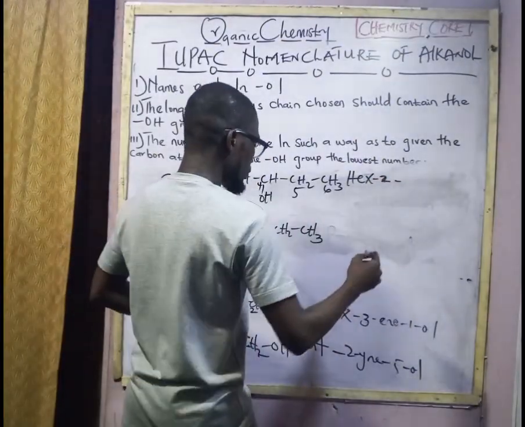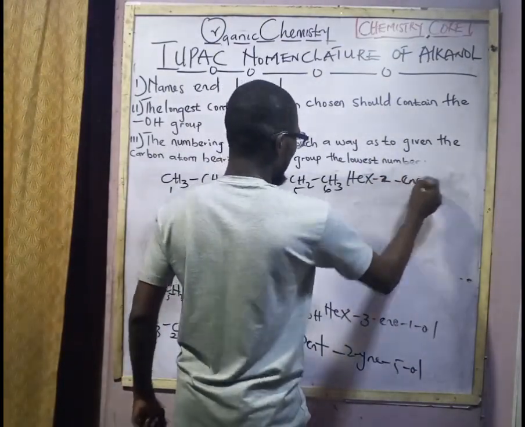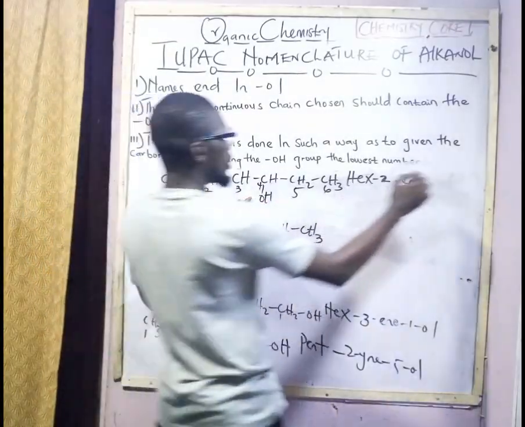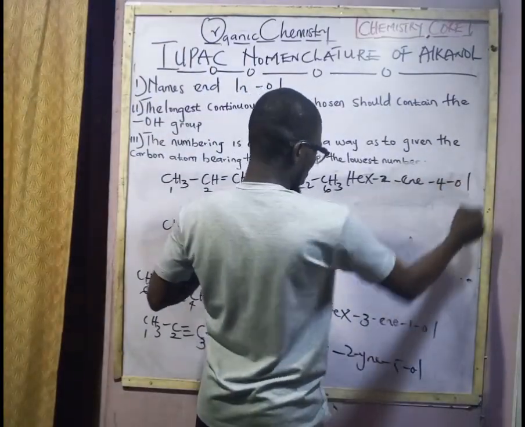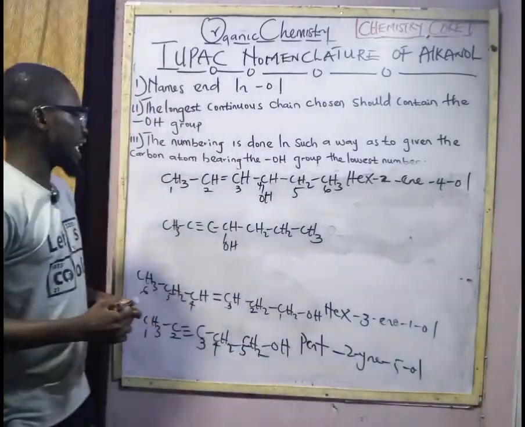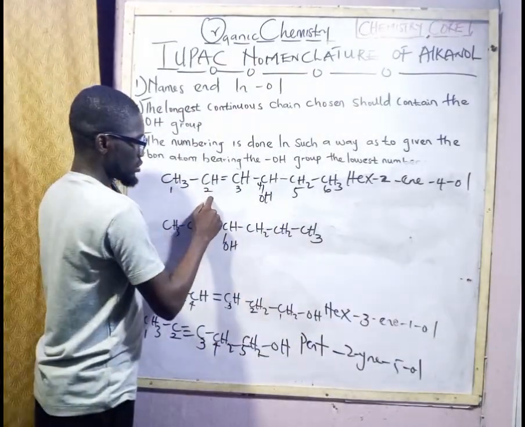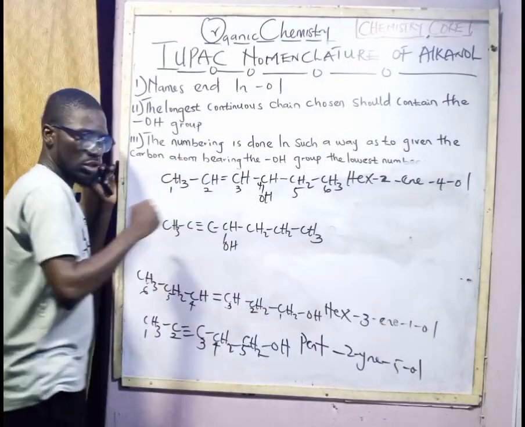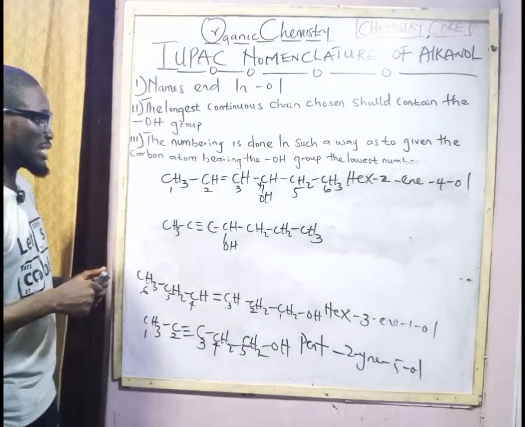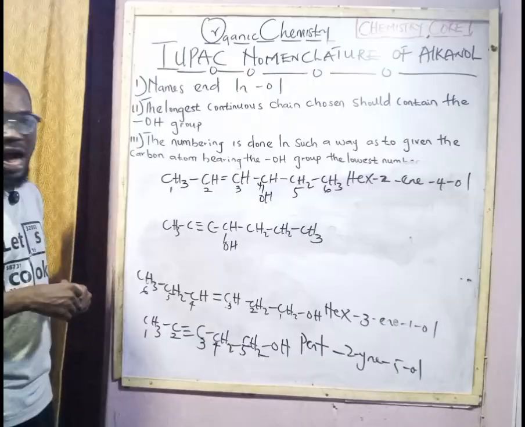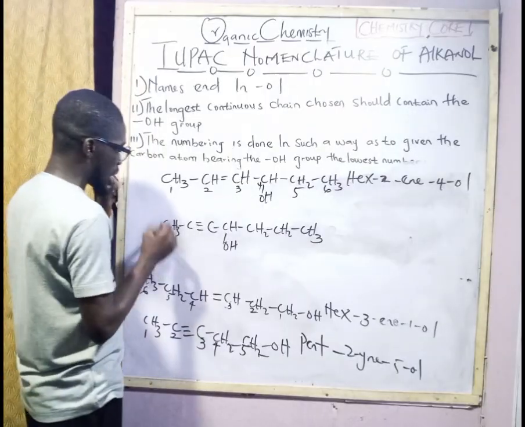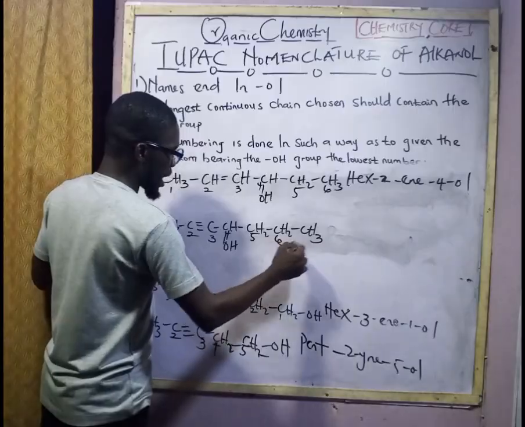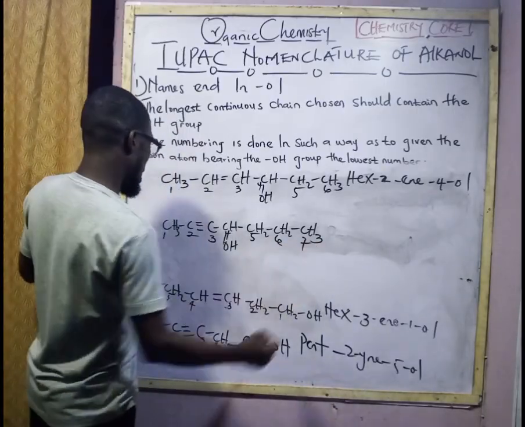2-en. And what do you have here for the functional group? We have 4-ol. Hexa-2-en-4-ol, the double bond, 4-ol to show that it is an example of alcohol. And the last one, we have 1, 2, 3, 4, 5, 6, 7.